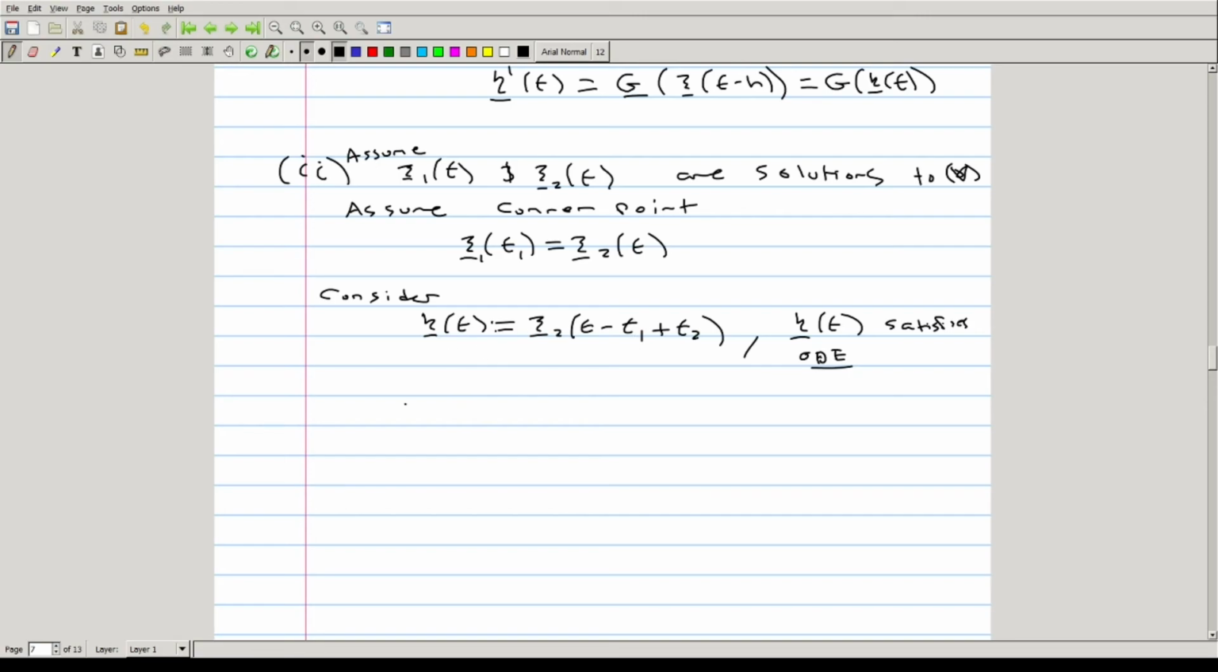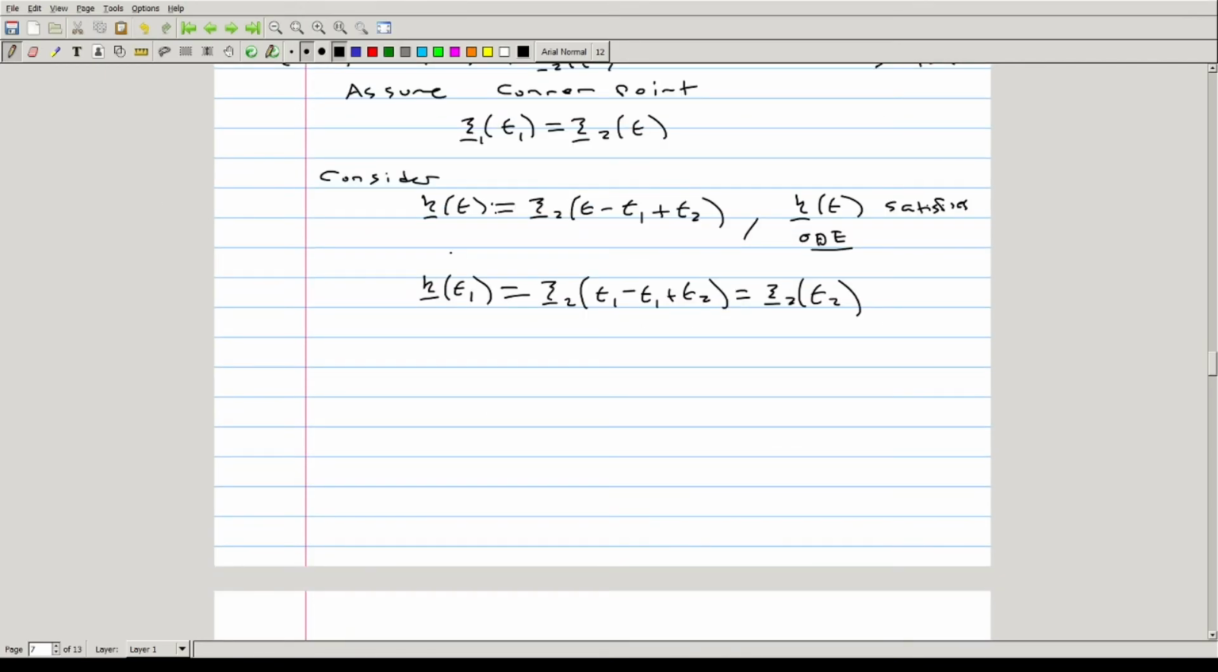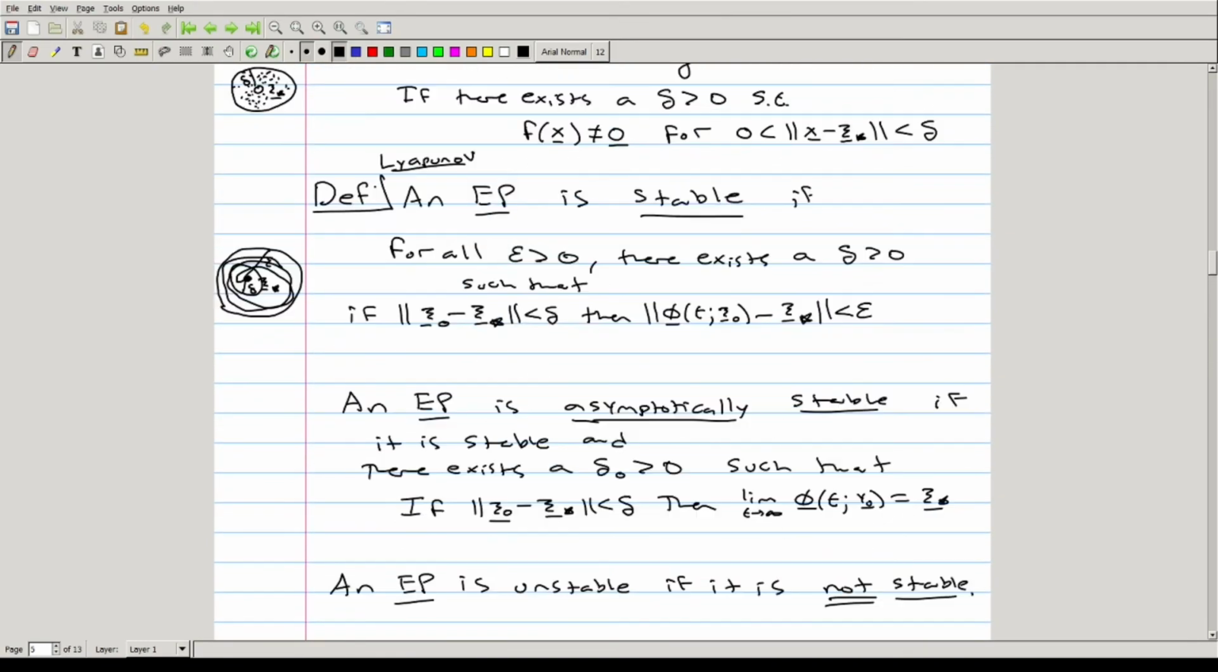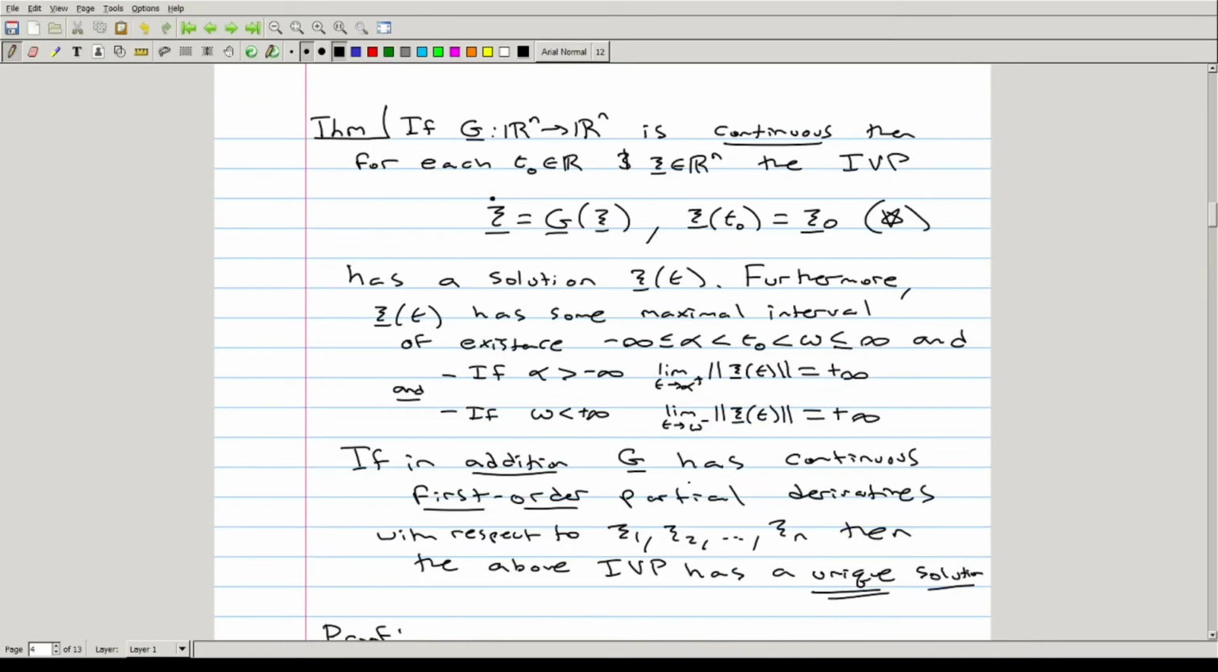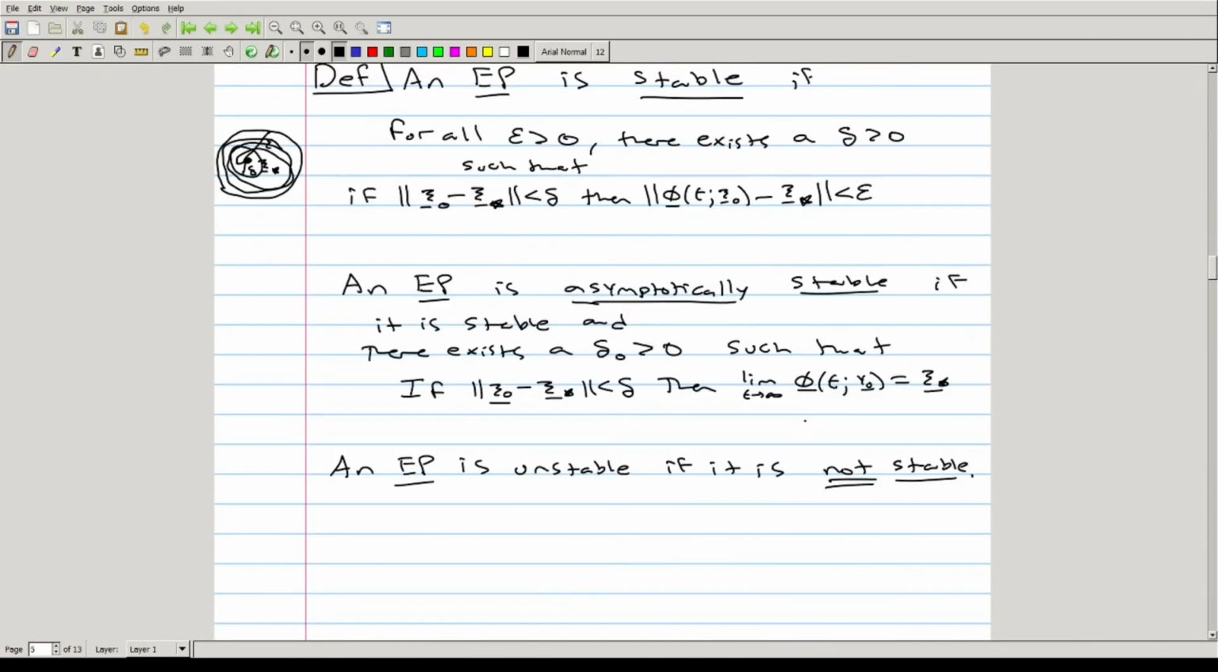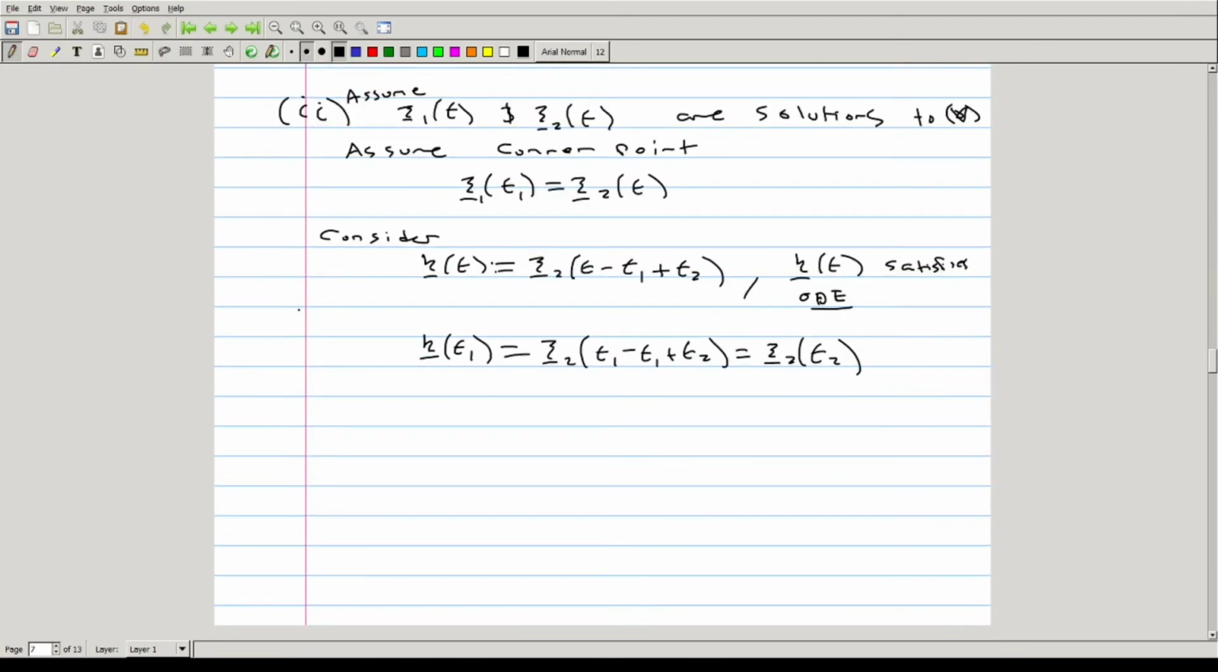And because of this, and the fact that if you consider what the value of eta of t1 is, eta of t1 is equal to xi2 of t1 minus t1 plus t2, or just xi2 of t2, which means that this eta of t1 is equal to the point xi2 of t2. And because of the main existence uniqueness theorem, if we have a unique solution, then this means that this new shifted function, eta of t, has to be identical to x.